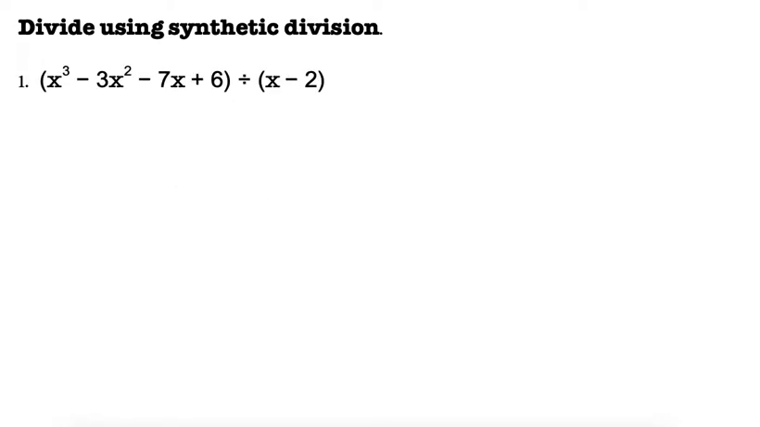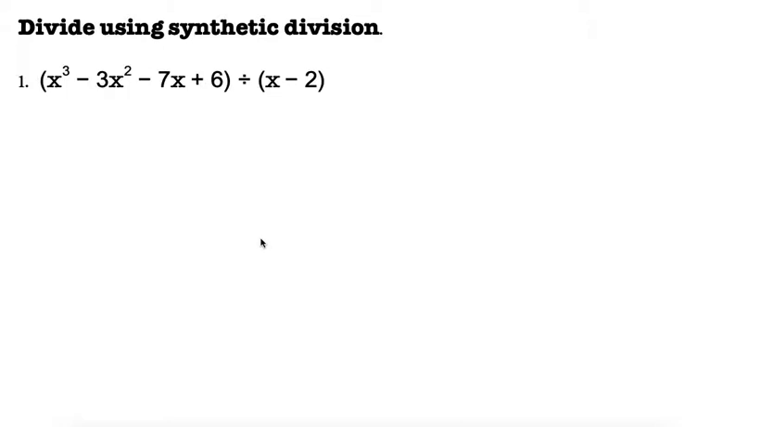Now, synthetic division can only be used in certain occasions. Synthetic division can only be used when what you're dividing by has a degree of 1, or is linear. So if we divide by an x squared, an x cubed, an x to the fourth, we cannot use this method, only when we divide by x.